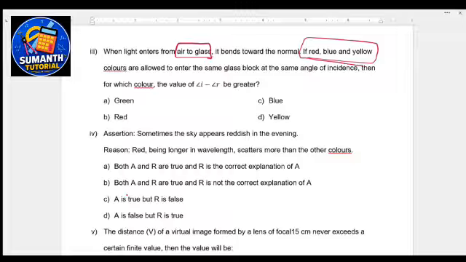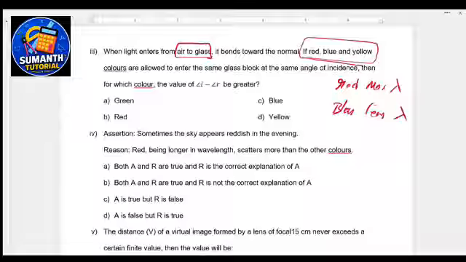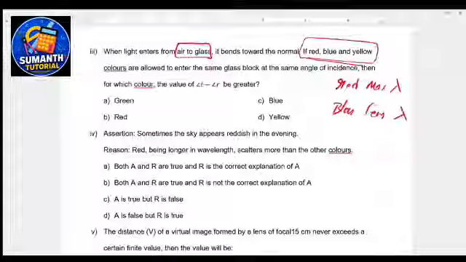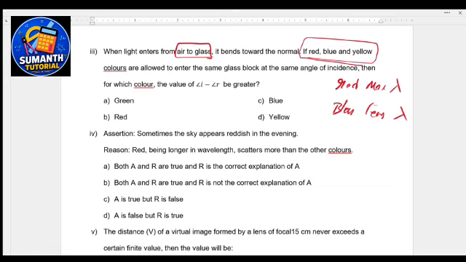To solve this one we should use our trick. When I compare the wavelength, red light has the maximum wavelength and blue has the least wavelength. Then it is very clear for which color the value i minus r, angle of incidence minus angle of refraction, is greater. Obviously it is blue color.